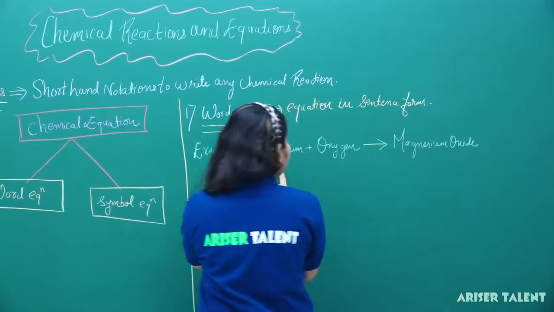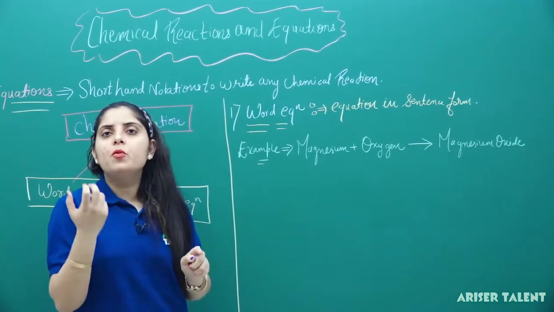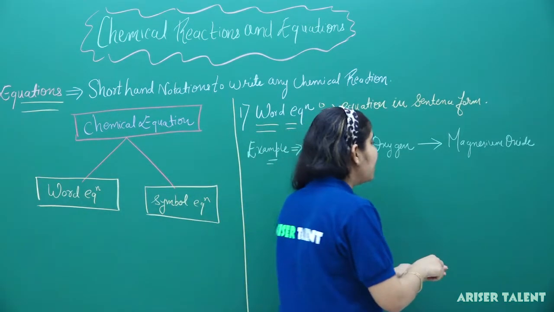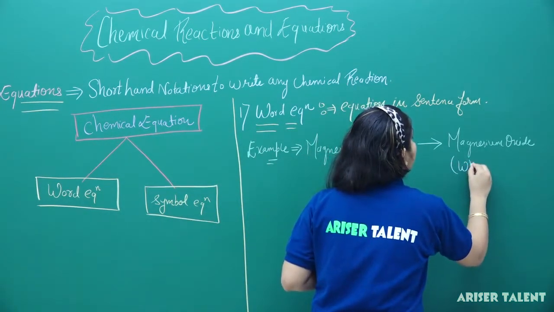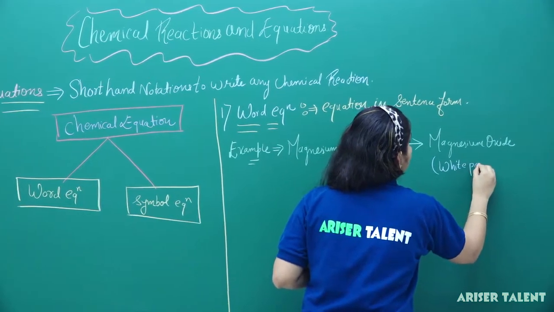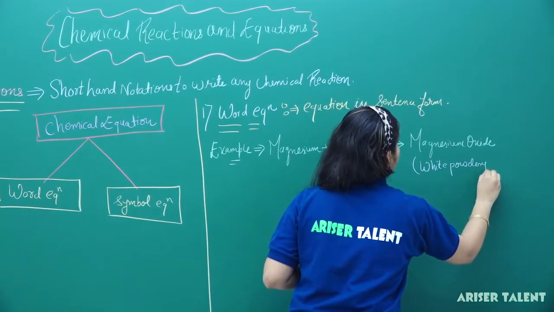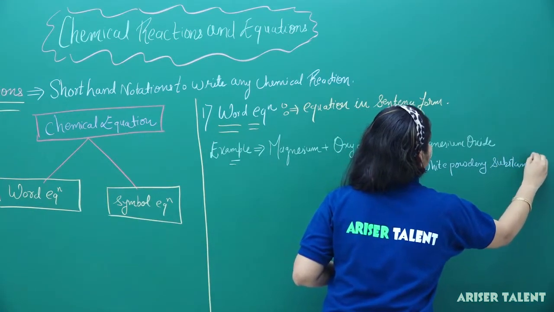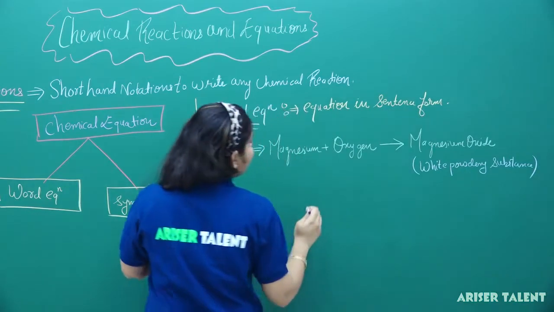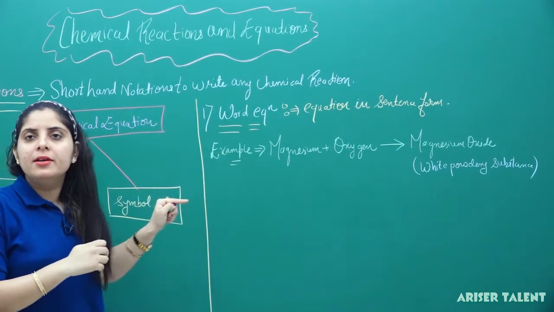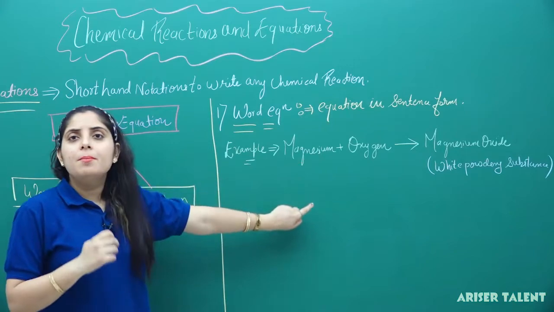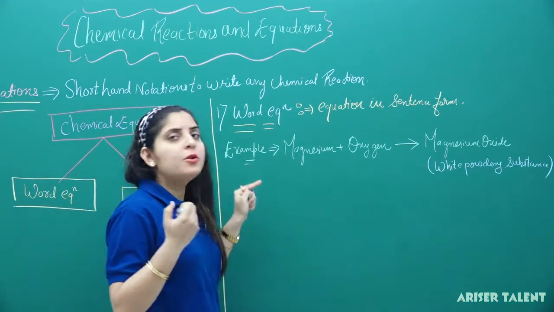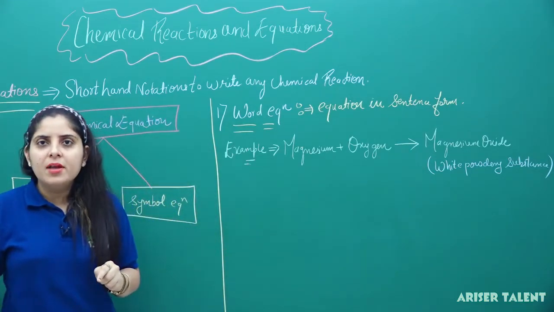Here, we have taken a ribbon of magnesium and provided a flame to it in a Bunsen burner, and what we will get is magnesium oxide, which is basically a white powdery substance. So this equation which I have written here is a word equation, a sentence equation, because it does not tell us about the symbols of any element.